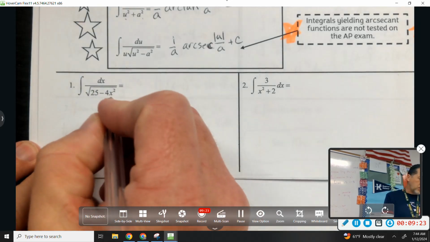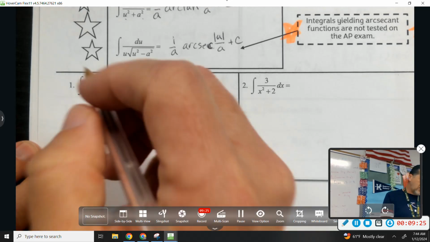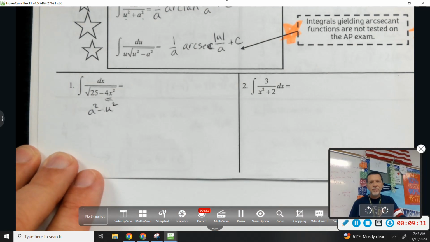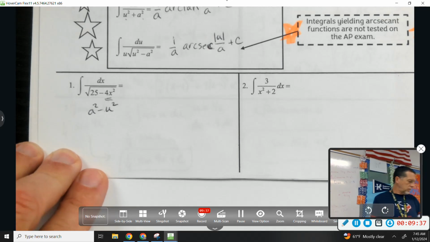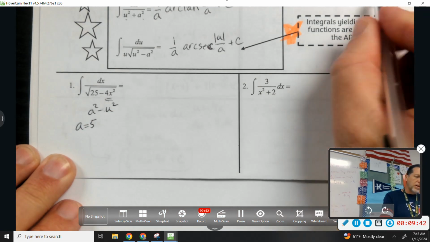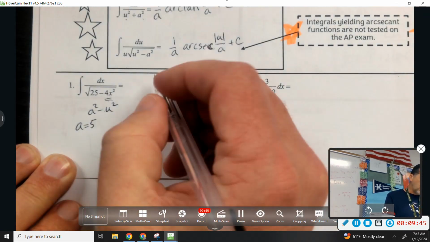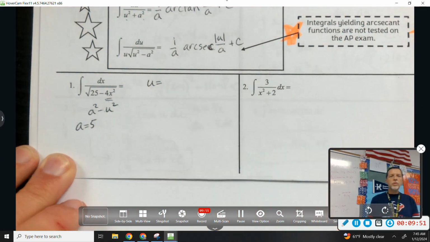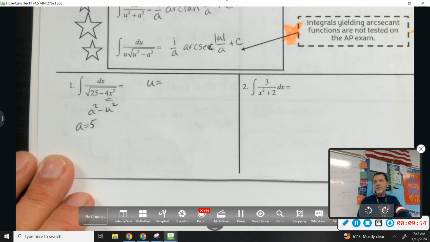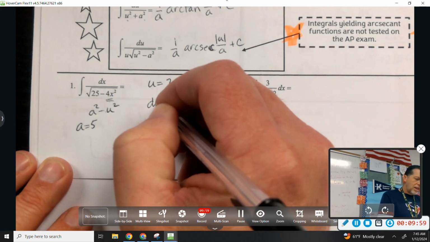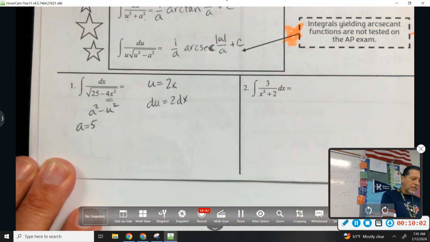We haven't dealt with this before, so let's. We really want that to be a squared minus u squared, right? We want that to be a squared minus u squared. So that means a is 5. That's the easy part there. What does u need to equal then? If I want u squared to be 4x squared, that means u needs to be 2x. And then du needs to be 2dx.